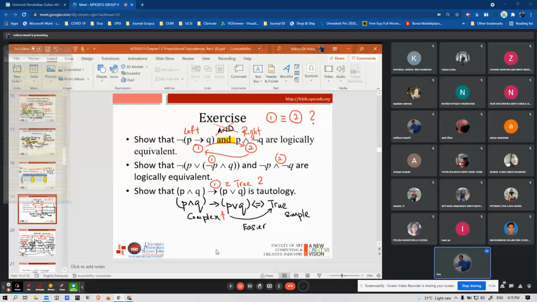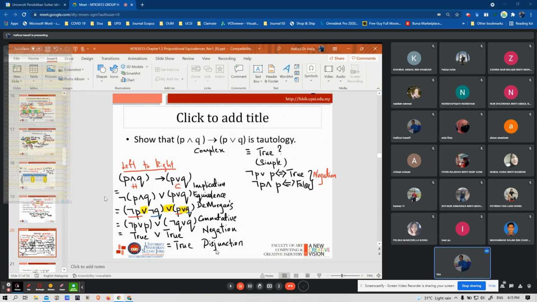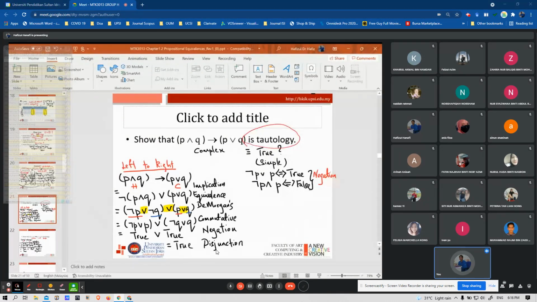Show that P and Q are equivalent to P or Q. This one is complement. It's easier. You need to prove that this is a tautology. For this one, P and Q implies P or Q is true. And then from left to right.